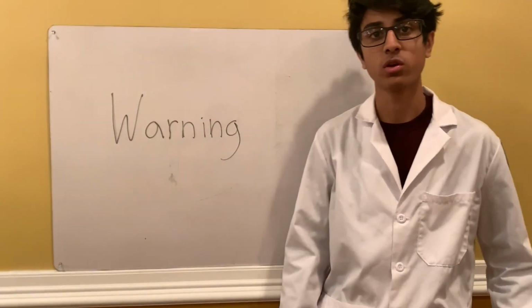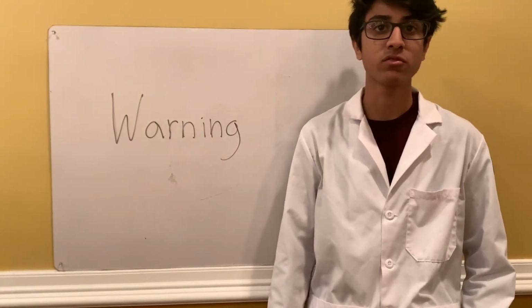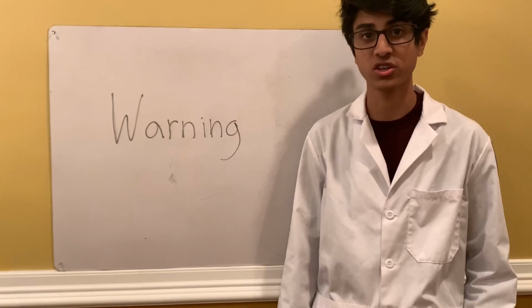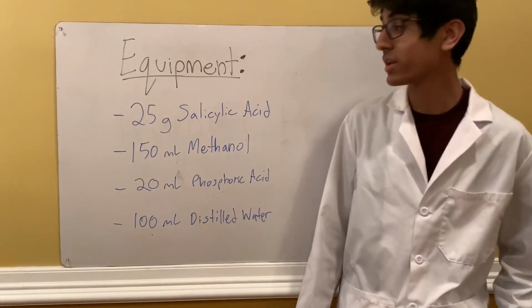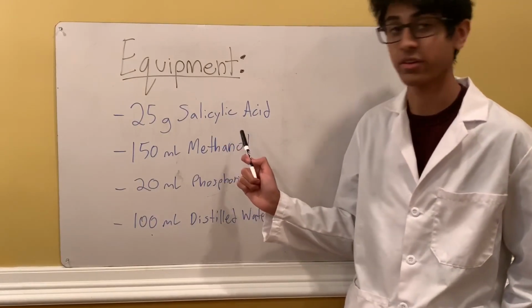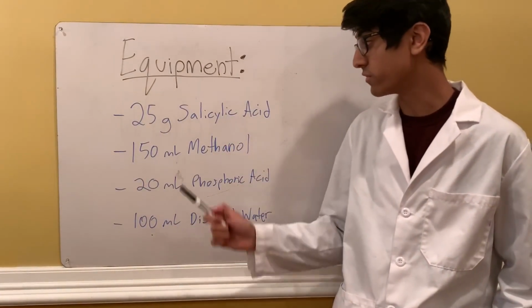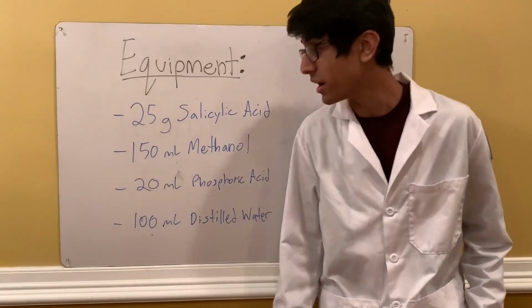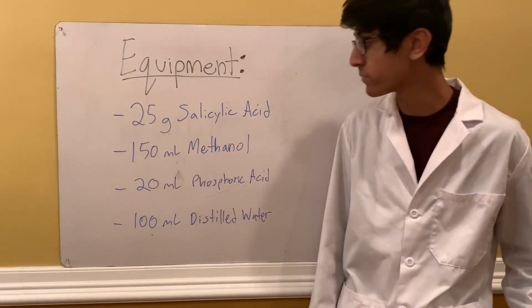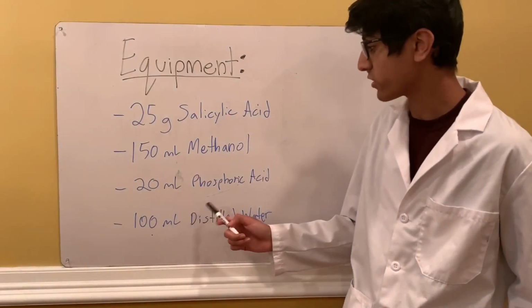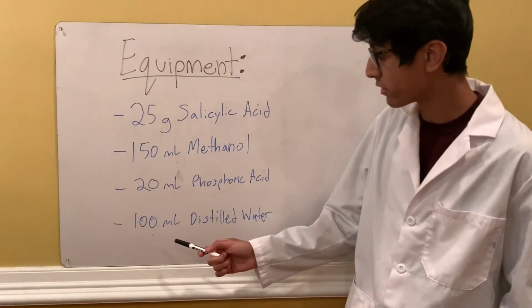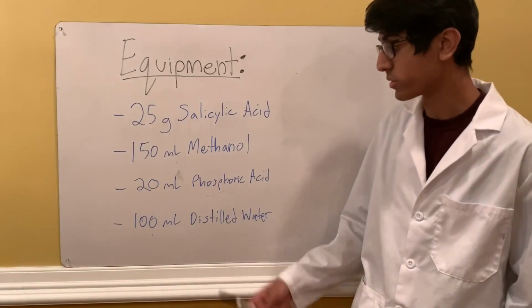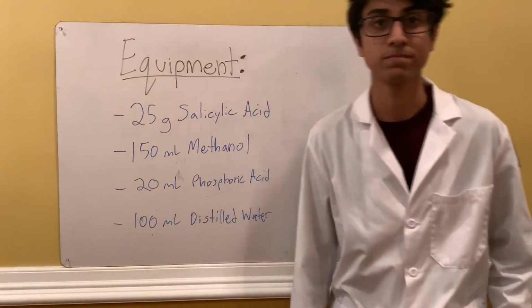Gloves and protective eyewear should be worn at all times, and this reaction should be done under proper ventilation since methanol vapors will be released. The equipment includes 25 grams of salicylic acid and 150 milliliters of methanol. These two will act as reactants, and 20 milliliters of phosphoric acid, which will act as the catalyst. 100 milliliters of distilled water, which will be used to separate out the final solution.